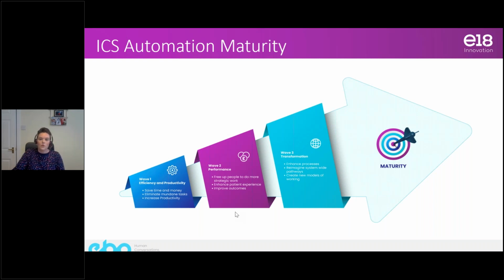And the Intelligent Patient Portal is a useful tool that will complement these other automation technologies and will really help progress the ICSs with their automation maturity journeys. Next slide, please.